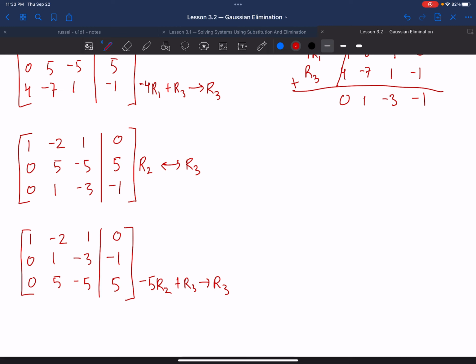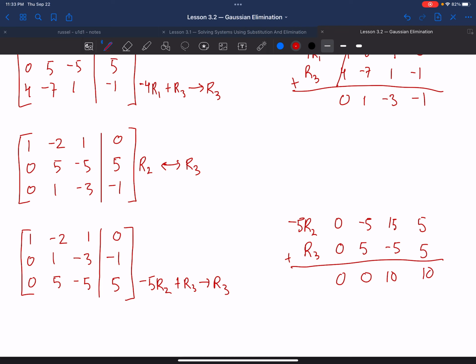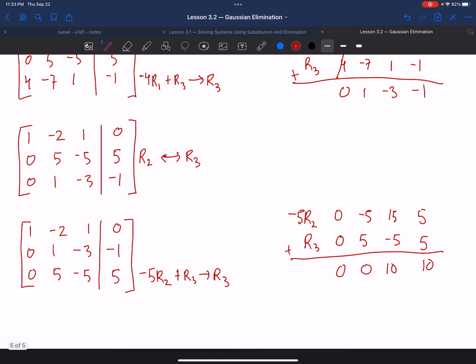So when I do this, I get negative 5 times row 2. Multiply row 2 by negative 5, you should get 0, negative 5, is that 15? And positive 5. And then row 3 is 0, 5, negative 5, 5. Add these. I'm going to get 0, 0, 10, 10. Is that right? Okay.